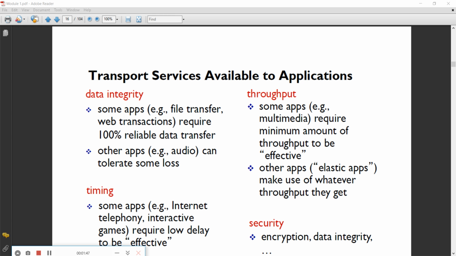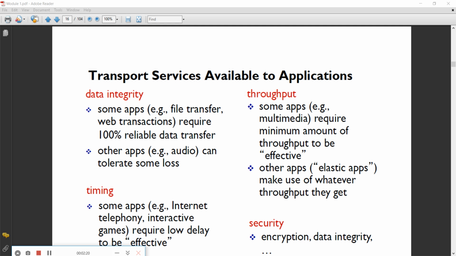Thus, to support these applications, something has to be done to guarantee that the data sent by one end of the application is delivered correctly and completely to the other end of the application. If a protocol provides such a guaranteed data delivery service, it is said to provide reliable data transfer.